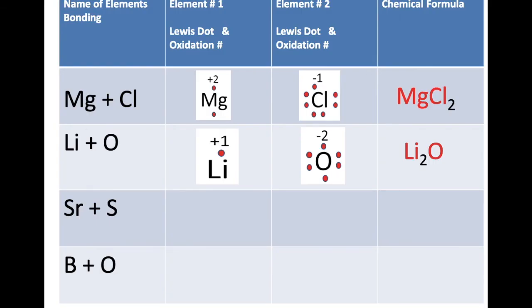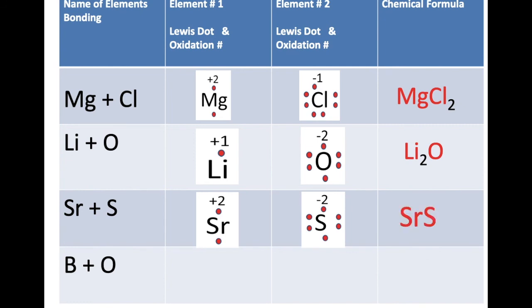Alright, now that you're back, let's check your answers. You should have these 2 Lewis dot structures, and they're actually equal to each other, so there's no need to have multitudes of each element. You only need 1 for the chemical formula. For boron and oxygen, this one's a little bit trickier. We're actually going to need 2 boron and 3 oxygen in order to make the total charge of the bonds neutral.